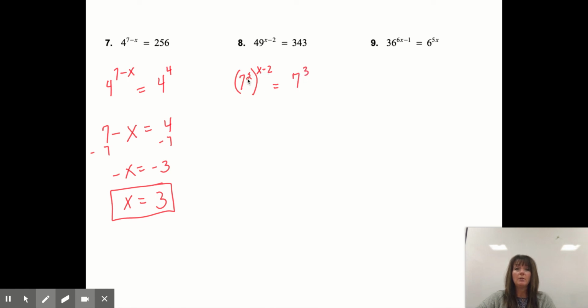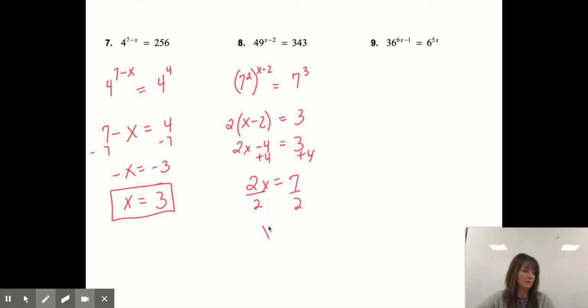Okay, now here we have 2 times the quantity x minus 2. So when we write it out, it looks like this. So 2x minus 4 is equal to 3. So x is equal to 7 over 2, or x is equal to 3.5. You know, that's what this is equal to right there. So go ahead and pause the video and try number 9.